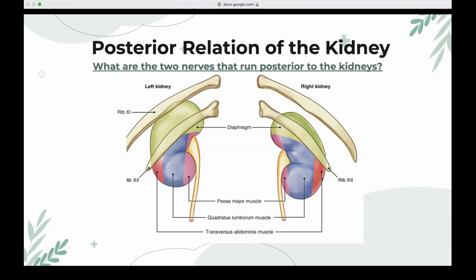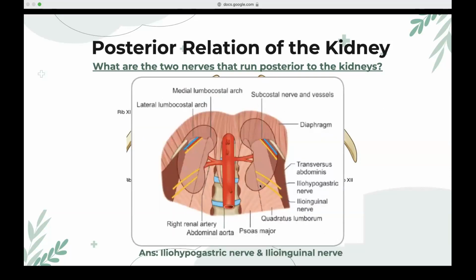So yeah. Okay, now what are the two nerves that run posterior to the kidney? We mentioned them earlier. There are two important. L1 and subcostal. I think, yeah, subcostal, I'm not sure. But yeah, actually subcostal probably. But the two nerves from L1 are the ilioinguinal and iliohypogastric, okay? Yeah, they're the very important ones. And you also have the subcostal nerves and vessels here as well.